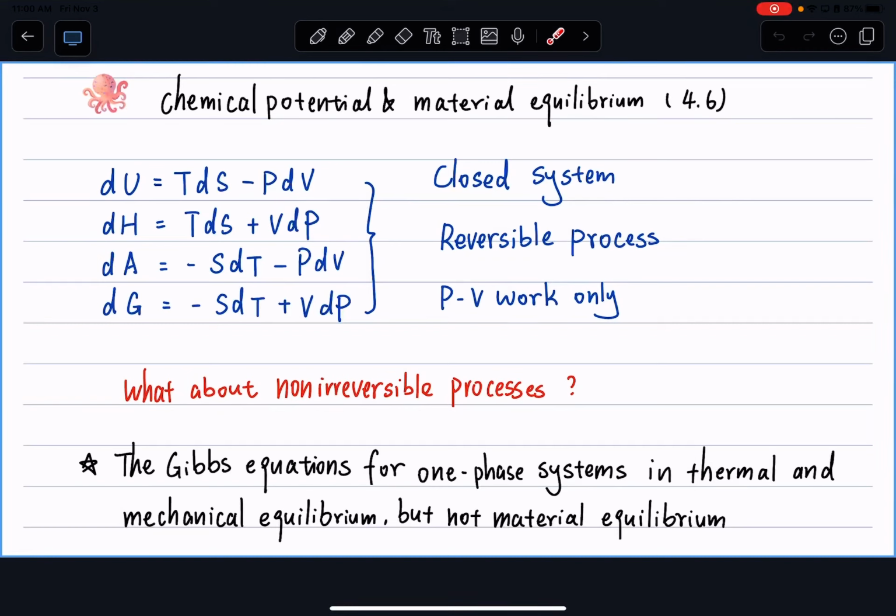So pick up from where we left off, which are concepts like Gibbs equations and the relationship between those partial derivatives, and also the state functions and measurable coefficients. So today we want to move a little bit away from equilibrium. Whatever we discussed before was talking about Gibbs equations in a closed system, only reversible processes, and PV work only.